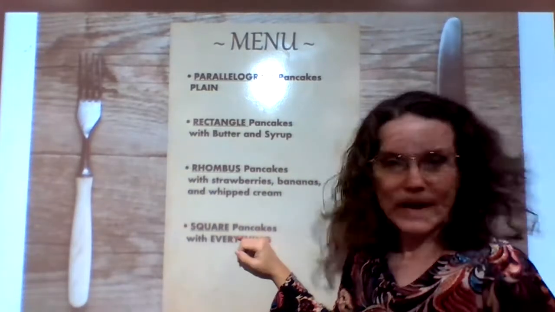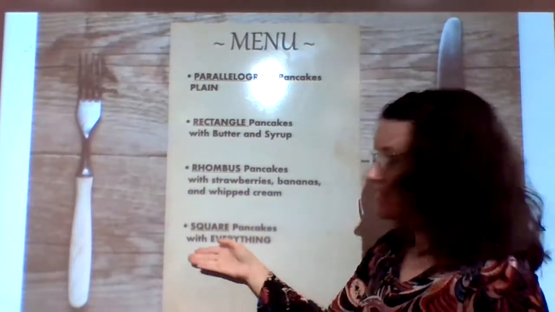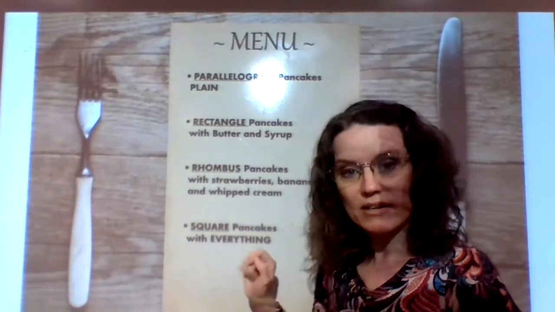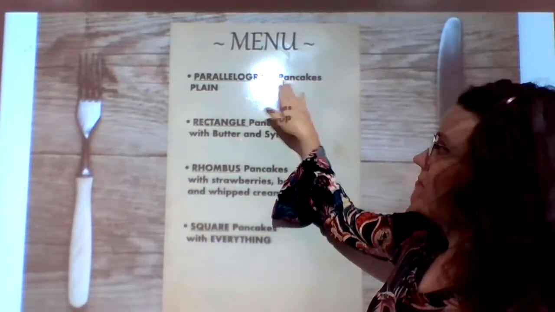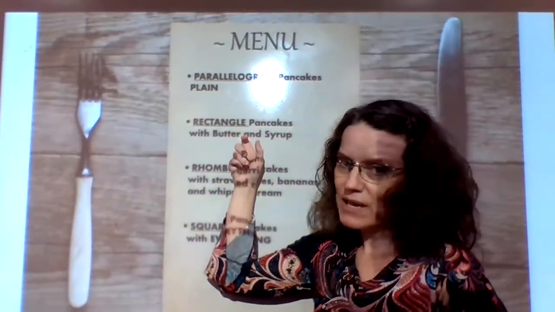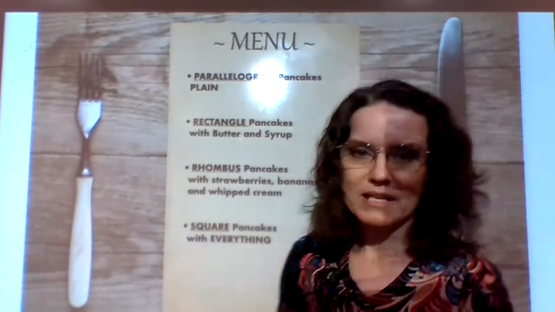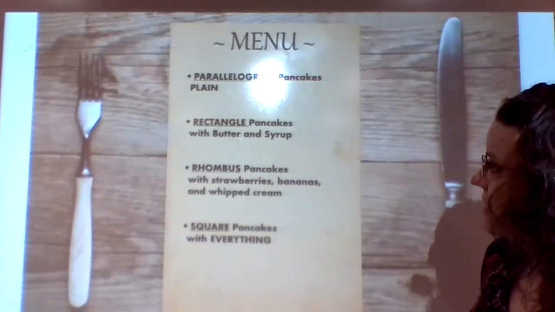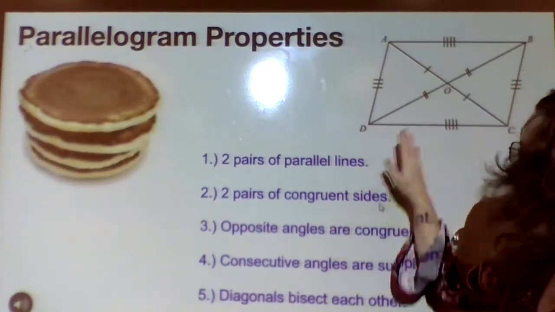And a square is like all of these things put together. It's got everything on it. It's got the butter and syrup, it's got the strawberries and whipped cream, but underneath it all, it's still a stack of pancakes. So a square is going to be a parallelogram. It's got all those 5 properties, plus whatever we come up with for rectangles, whatever we come up with for rhombuses, will all be included in your square. So your square is going to be your little bit of everything. It's super special. So a reminder of all your parallelogram properties.